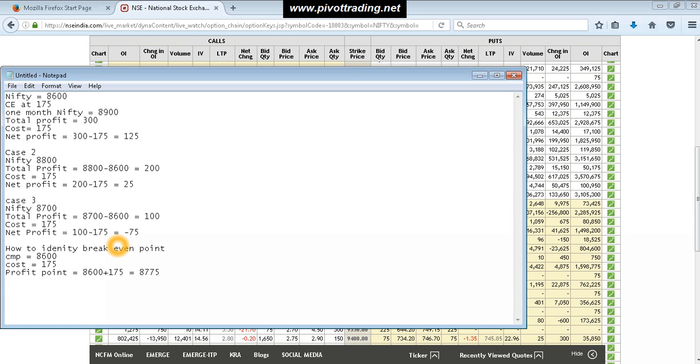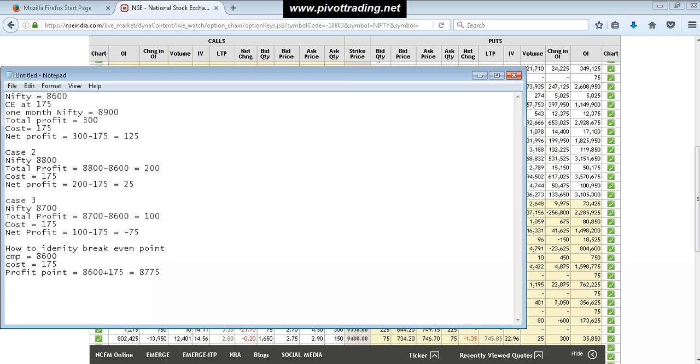So if Nifty closes on the last day of expiry above 8775, only then is your 175 rupees investment going to give you a profit. So at the time of buying this call, based on whatever analysis you made, you have to check whether Nifty is going to go above 8775. If your analysis says that yes, Nifty can go above 8775, then you should go ahead and invest at 175 rupees. Otherwise, you should not enter into this particular contract. You should not buy the call.